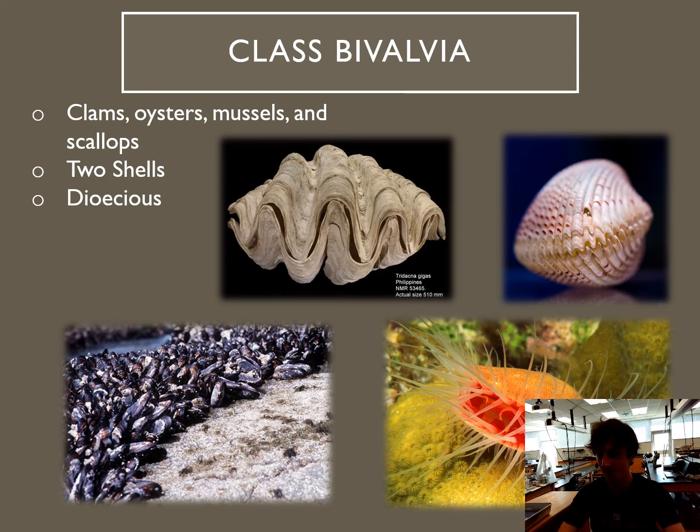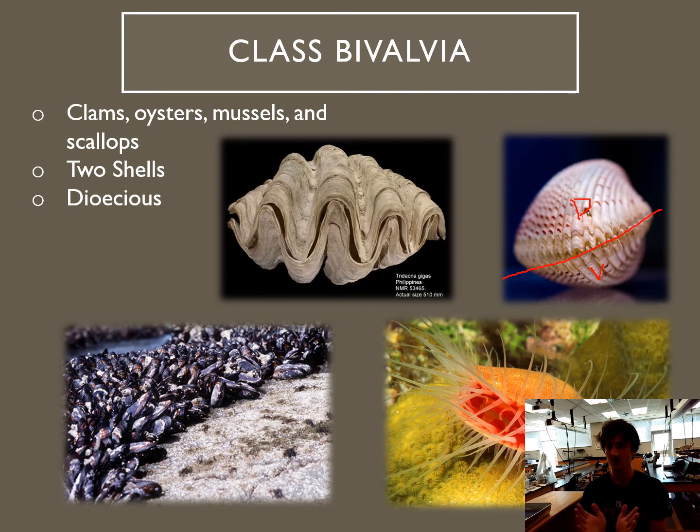The mantle extrudes these two shells. You have a dorsal and a ventral half. So if you just take this line right here, this top half, that's the dorsal side, and this here is the ventral side. So dorsal meaning top, ventral meaning bottom. That shell is made of calcium carbonate once again, and so it's fairly rigid.